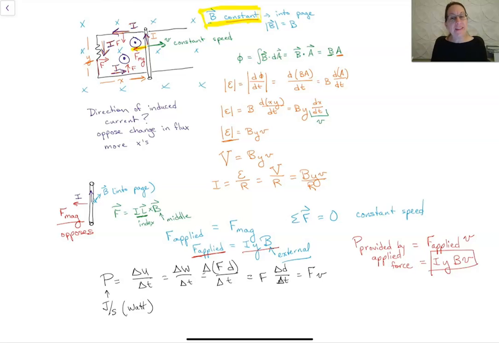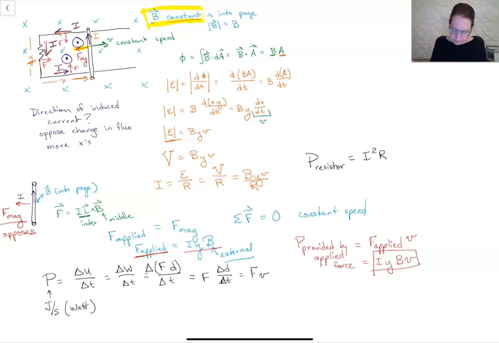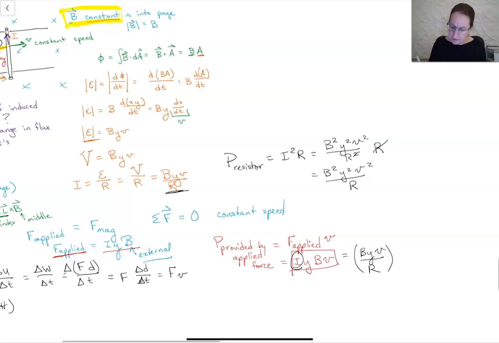We can contrast that with the power that's dissipated. Okay? So the power that's dissipated in our resistor, power for a resistor, right, is I squared R, if you like. And so that would be B squared Y squared V squared over R squared times R. And so these R's, we get something that looks like this, and we're like, wait, does this quite work? But of course, I need to substitute in for my I, which I can use this expression. So I get B Y V over R. That's for my I right there. Y B V. And I think you'll see that we get exactly the same expression above. So the power that's provided by the applied force is equal to the power dissipated by the resistor.